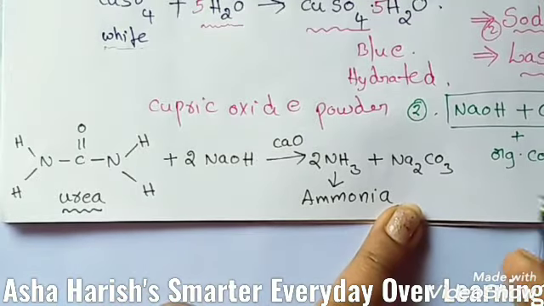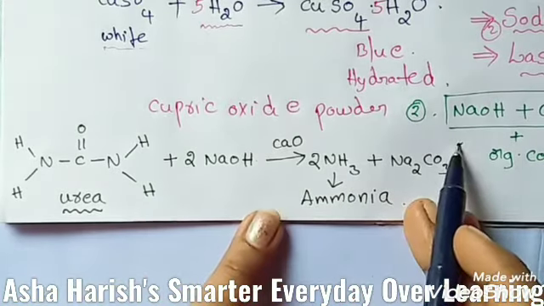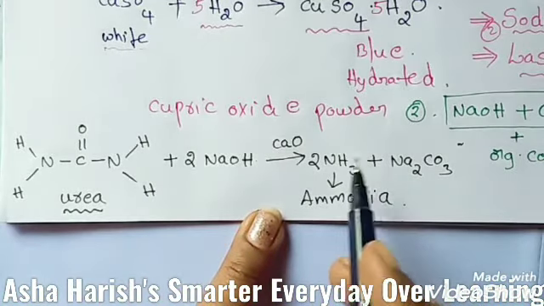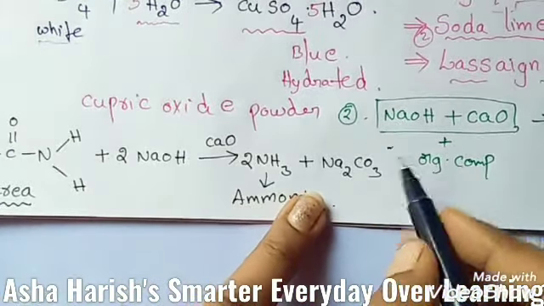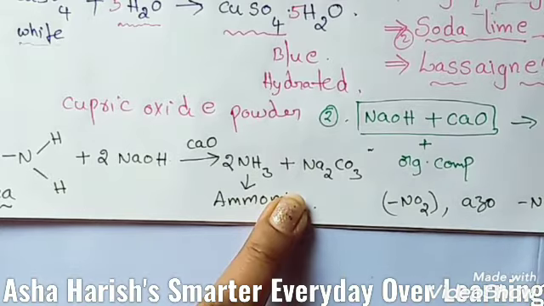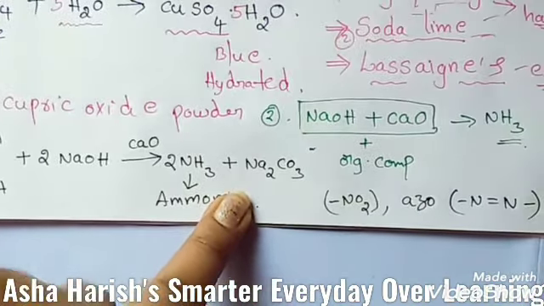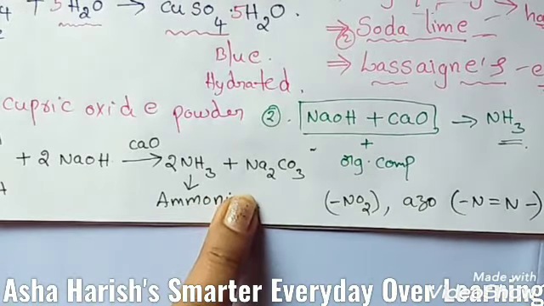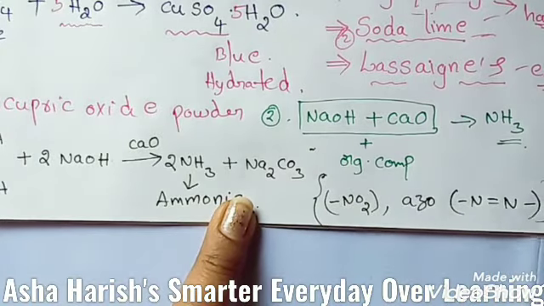In this process we have some limitations. This test is also not reliable, since many organic compounds containing nitrogen, such as the nitro group, NO2, and the azo group, nothing but N double bond N, like this, may not give an exact result if the compound contains these types of groups.